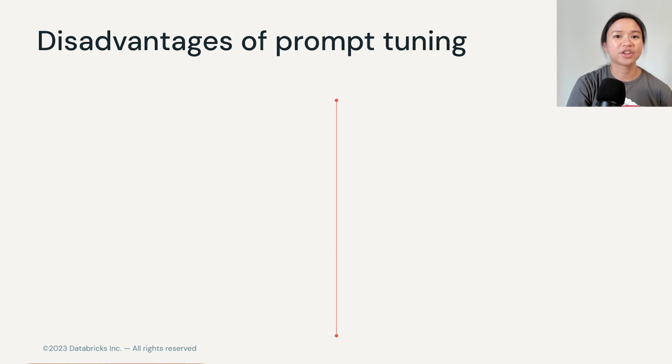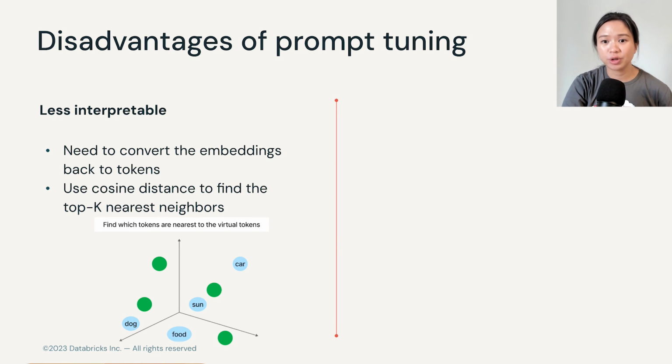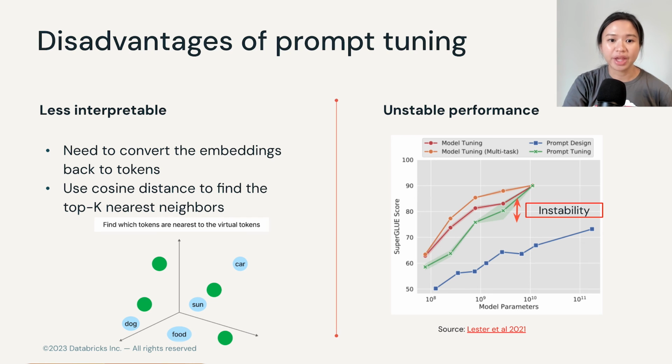Of course, as we saw earlier, prompt tuning has some disadvantages. You probably have been wondering the whole time, or even in the beginning too, how do you know what these virtual tokens are? The answer is we don't really. The best attempt at interpreting them is to use cosine distance or some distance metric to find their nearest neighbors so we can estimate or guess what words they might represent. So it is much less interpretable compared to discrete prompts. The second disadvantage, as we saw just now, is prompt tuning can have unstable performance.